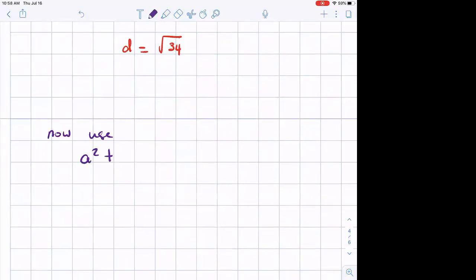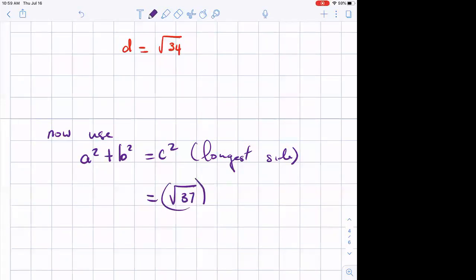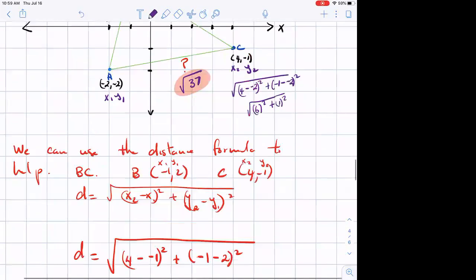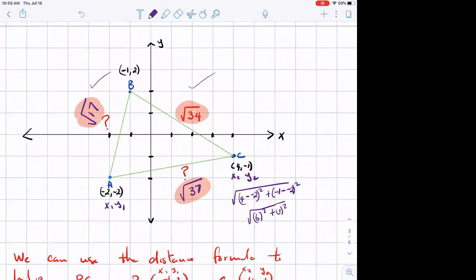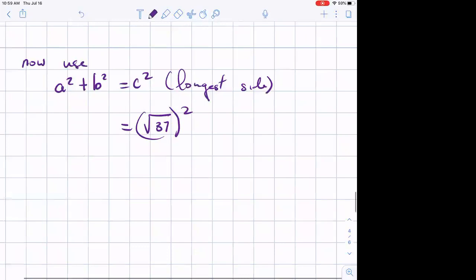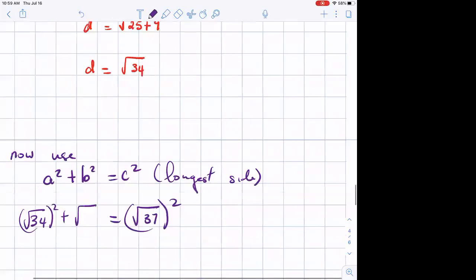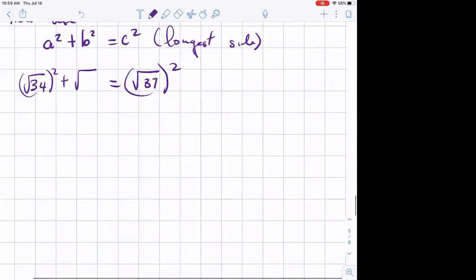So we can now use a squared plus b squared equals c squared. So c squared is always the longest side. So this will be the square root of 37 squared. And it doesn't matter which one of these two now you use as a and b, but this side has to be c because it's the longest. So we can say the square root of 34 squared plus the square root of, what was it, 17? 17 squared.